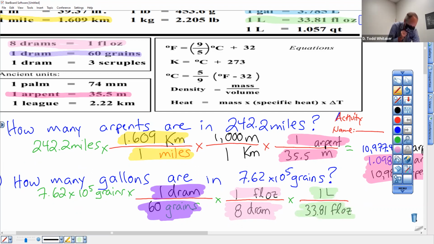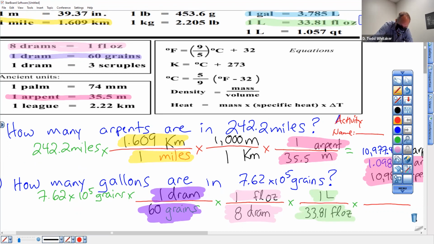And the question doesn't want liters, but that's a volume, and we can convert that volume to gal. Gal right there. Gal on top. Wait a minute. Yeah, liter on bottom. It says 1 gal is the same as 3.785 L. Baby blue.